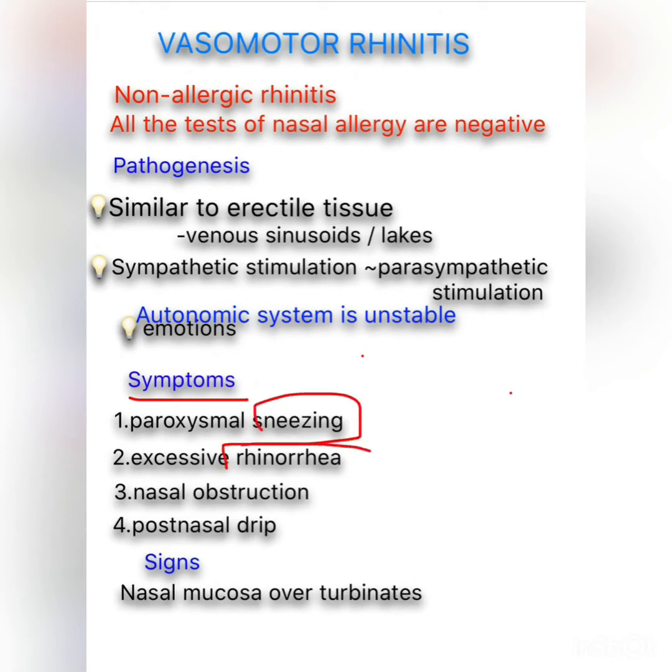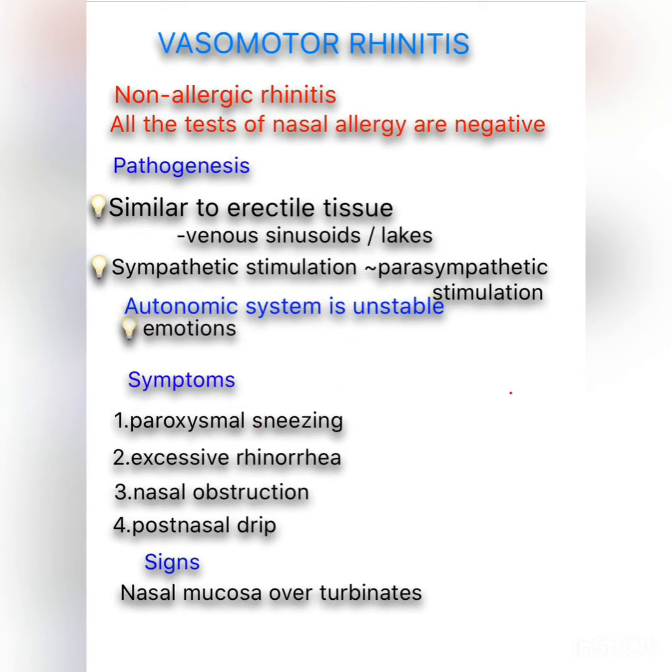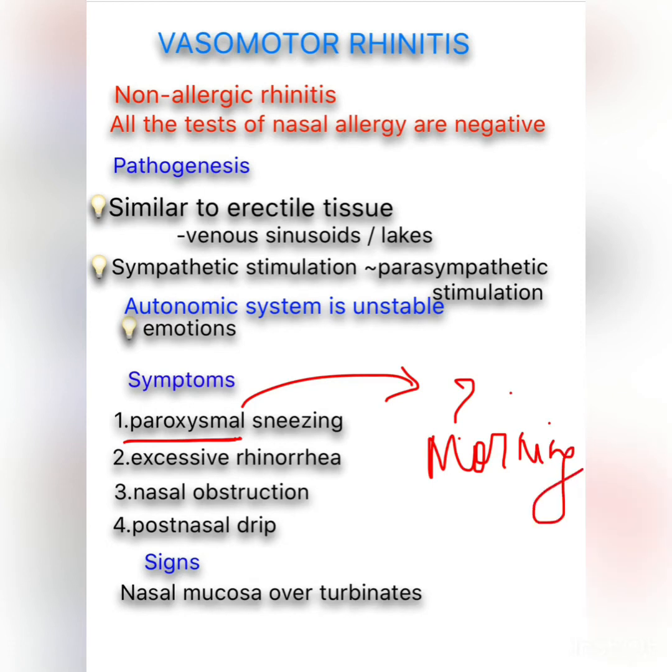Next we can talk about symptoms. There are three main symptoms: sneezing, rhinorrhea and nasal obstruction. Here it is paroxysmal sneezing. What do you mean by paroxysmal? It means bouts of sneezing start just after getting out of bed in the morning. Next it is not simple rhinorrhea but excessive rhinorrhea. Rhinorrhea may be the only predominant symptom. It is the main symptom, we can say.